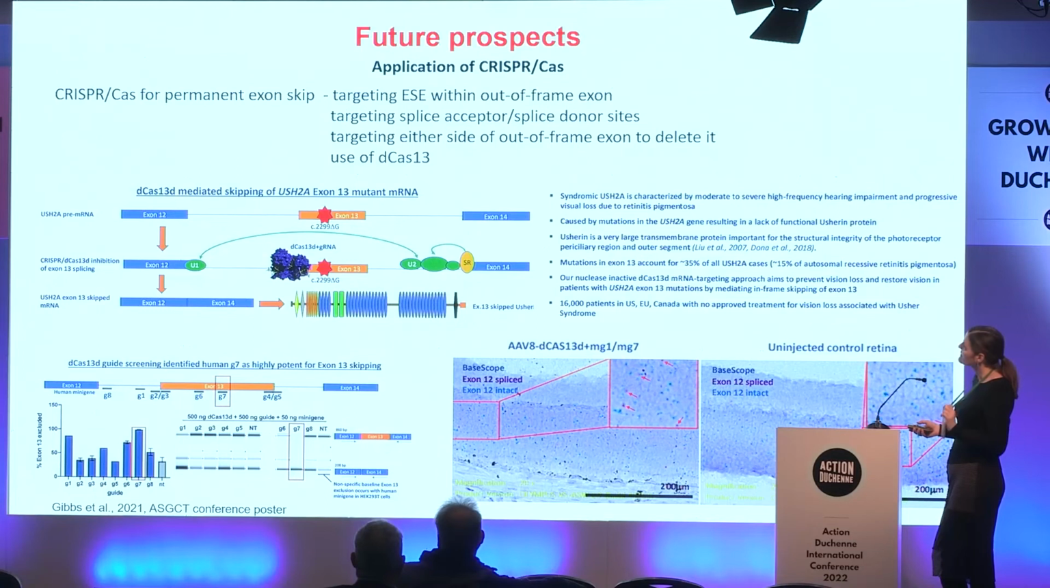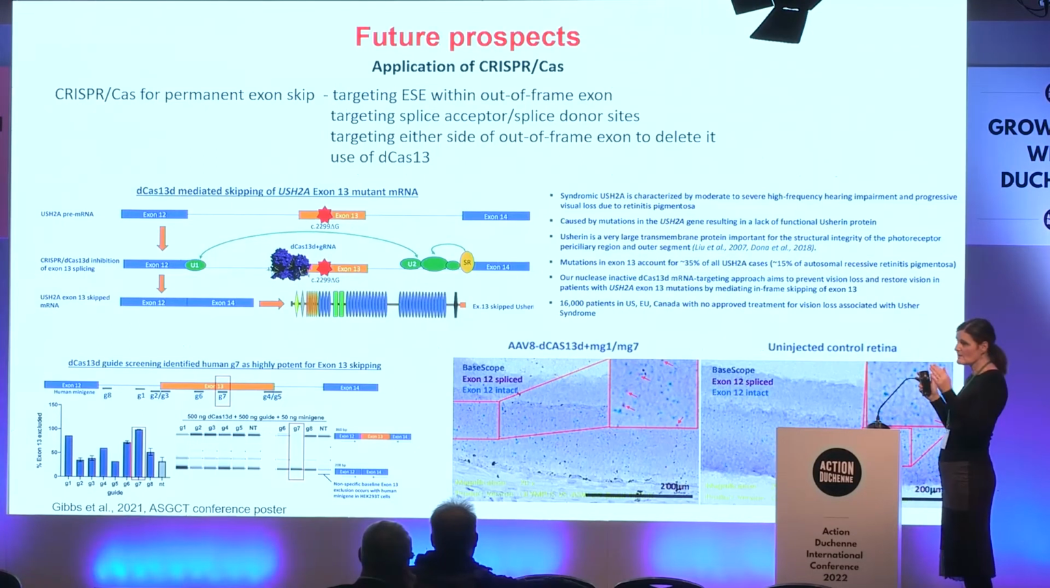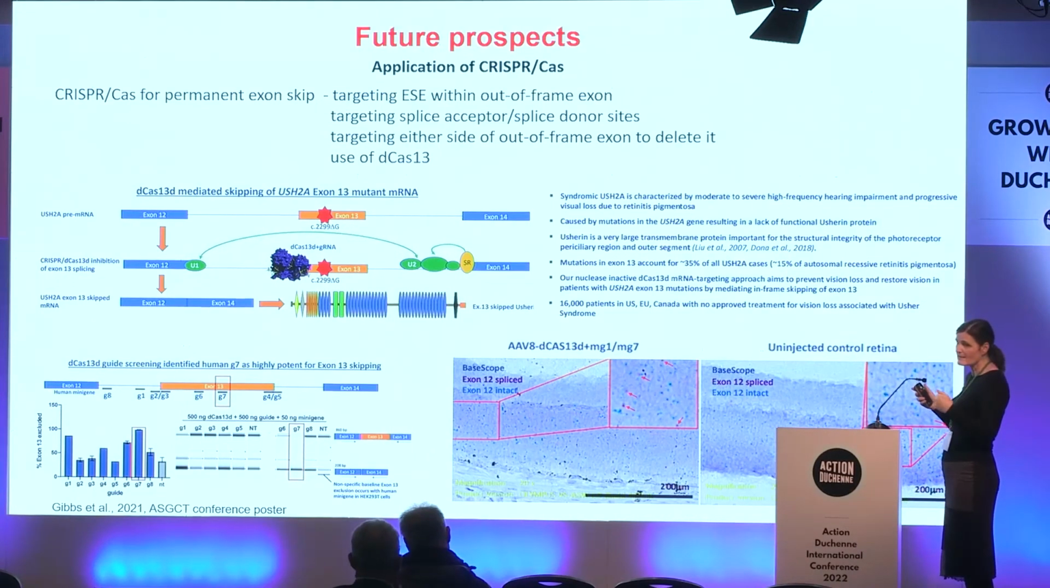So these are my future prospects. So Tom talked about CRISPR-Cas for gene editing. So CRISPR-Cas can be used in a number of ways to induce a permanent exon skip. So as Tom went through, you can cut either side to delete permanently that exon. You can also target within the exon to modify its sequence so it no longer looks like an exon and will get spliced out, which is sort of what we're doing with antisense. But cutting in an exon, because that's what normally codes for a protein, is risky. So definitely targeting either side of the exon is better.